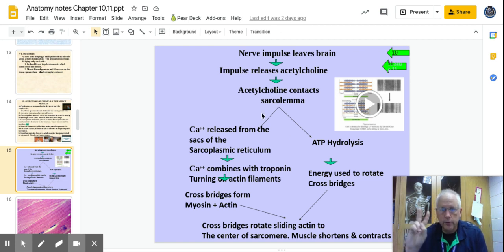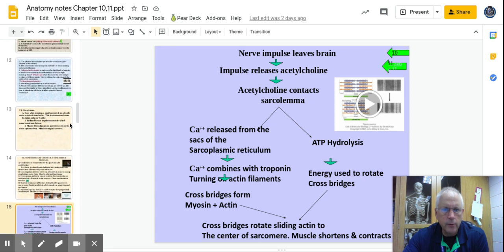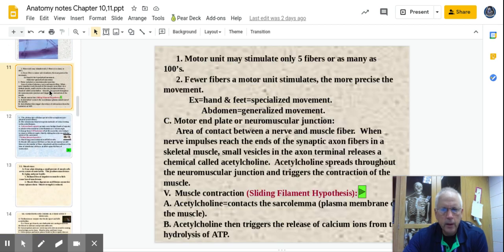So acetylcholine does two things, very important. It releases calcium and breaks apart ATP. Okay. So that's where we're at in notes. So far, so good, right? So acetylcholine triggers the release of calcium and hydrolyzes ATP. So there's two things that happen at the same time.